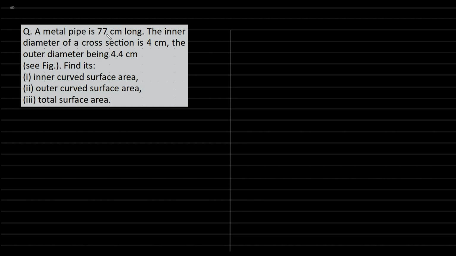A metallic pipe is 77 centimeter long. The inner diameter of the cross section is 4 centimeter and the outer diameter is 4.4 centimeter. So all are in centimeters, but here we have been given diameter, not radius. When you are drawing a diagram, you have to mention the required dimensions that you will use for calculation. So draw a relevant diagram for this particular question.